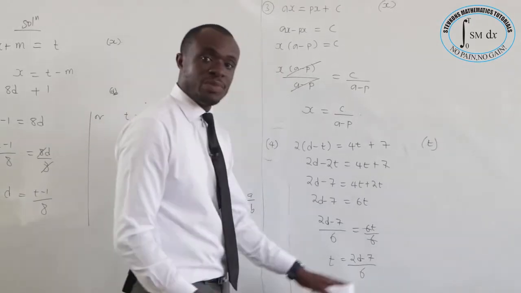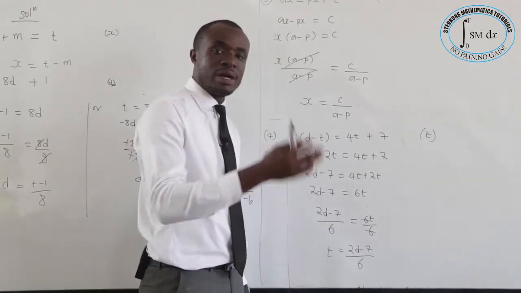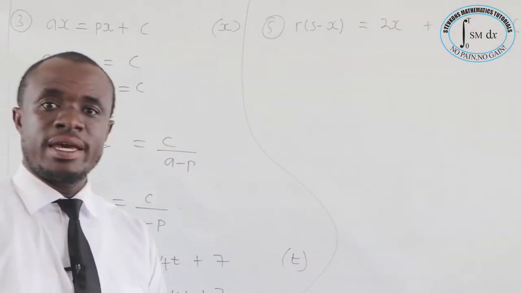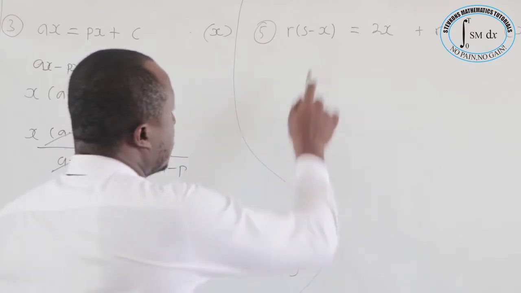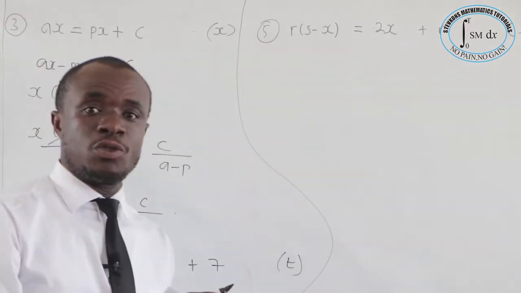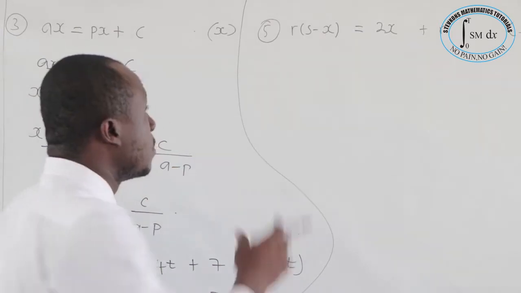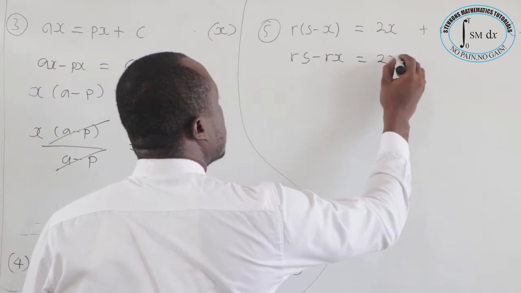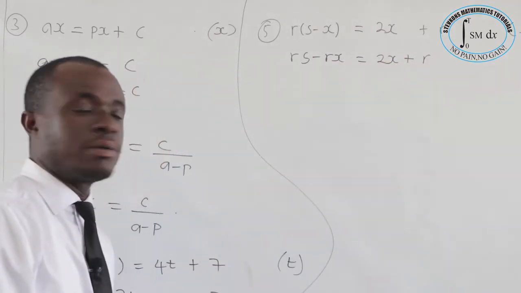Now you can let the t be on the left hand side or on the right hand side. It is still correct. Okay, in this case we want to make x the subject. Clearly there's x here, there's also x over there. We have to use the distributive property to expand the left hand side. So we have rs minus rx equal to 2x plus r.